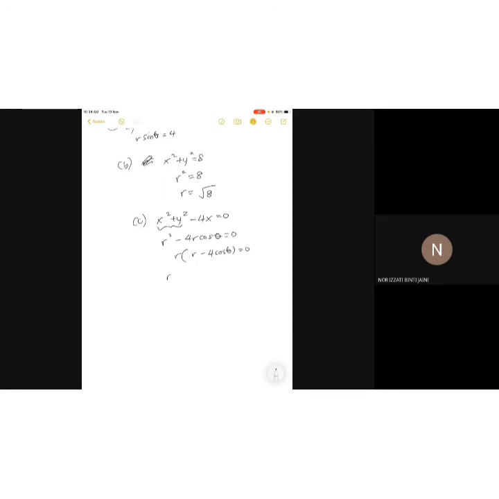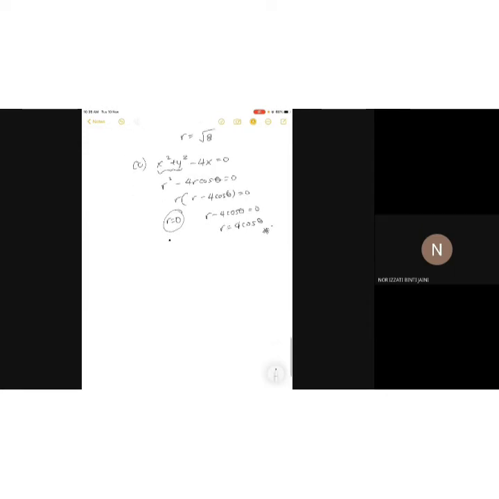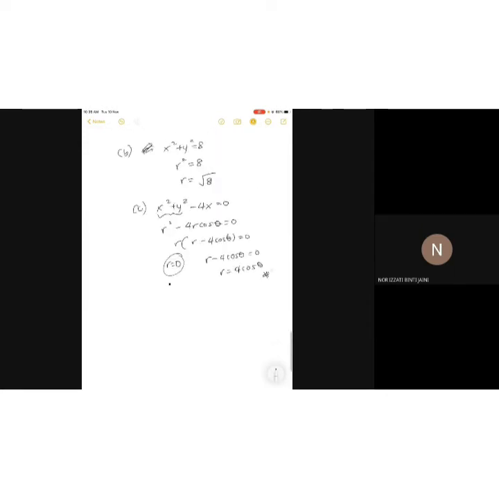The first one is r equals to 0. R equals to 0 tak ada apa-apa lah. R equals to 0 is only a point, titik saja. Sebab dia tak ada length, okay? And then the other one is r minus 4 cos theta equals to 0, or r equals to 4 cos theta. This is number 8.